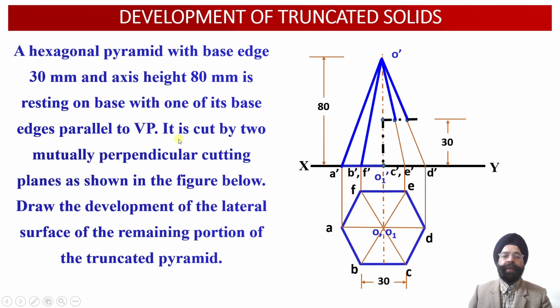Now this hexagonal pyramid has been cut by two mutually perpendicular cutting planes over here. So we can check this is cutting plane number 1 and this is the second cutting plane. The two mutually perpendicular cutting planes are intersecting with this hexagonal pyramid. So this portion of the solid will be removed and we are left with the remaining portion of the solid over here. And now we are required to obtain the development of the lateral surface of the remaining portion of the truncated solid over here.